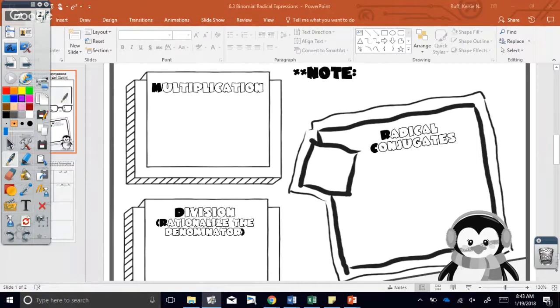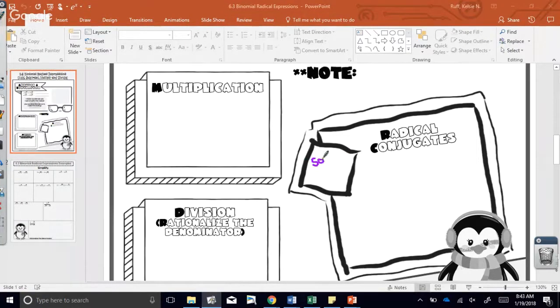that radical conjugates, conjugates in general, are things that are the same but opposites of each other. For example, if I gave you a plus the square root of b, I'm hoping that by now you'd be able to tell me that its conjugate is a minus the square root of b.